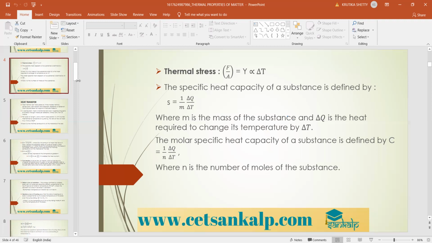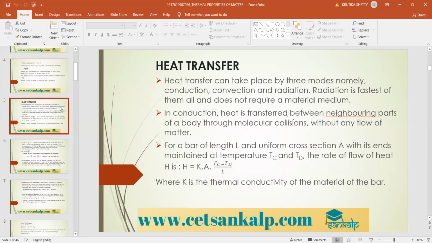Here instead of mass M, for molar specific heat capacity, we take N, that is the number of moles of the substance. So students, in the next slide, we are discussing heat transfer. There are 3 ways to transfer heat from one given point to another. So what are the 3 methods to transfer heat here?